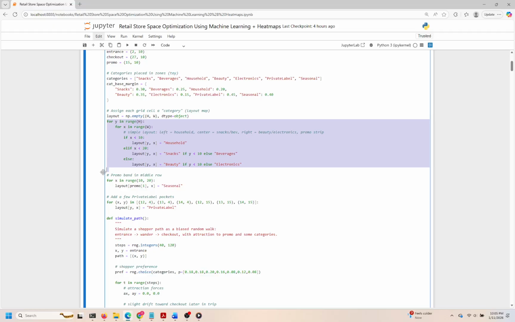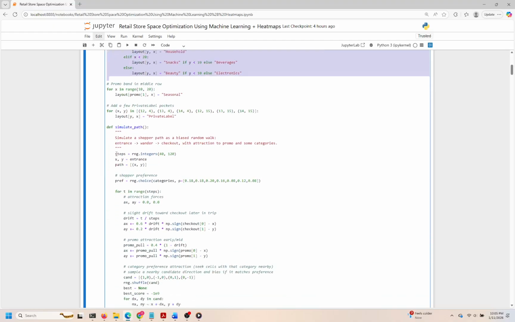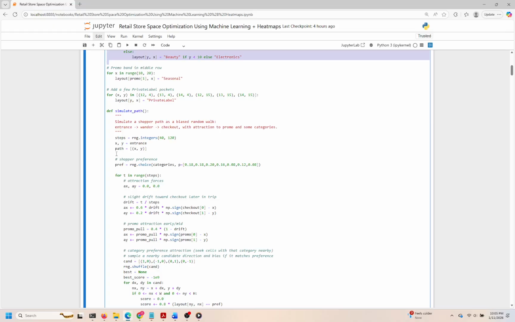During their journey, shoppers experience various forces that influence their direction, including a gradual pull towards the checkout area. Additionally, there are mechanisms in place that simulate attraction to promotional sections, especially in the early to mid parts of their shopping path. We explore nearby cells and assess which category the shopper is currently preferentially inclined towards, allowing the simulation to reflect more natural exploration behavior.